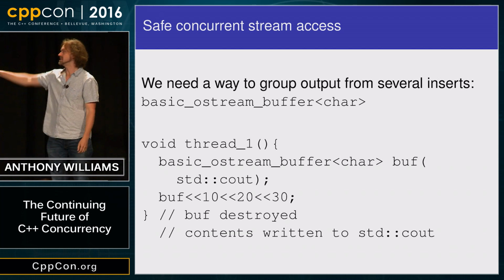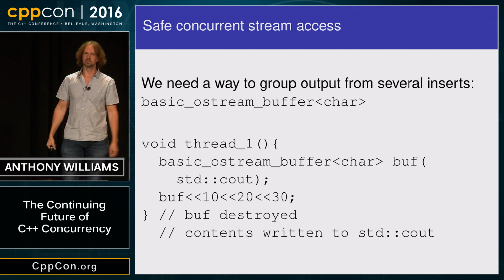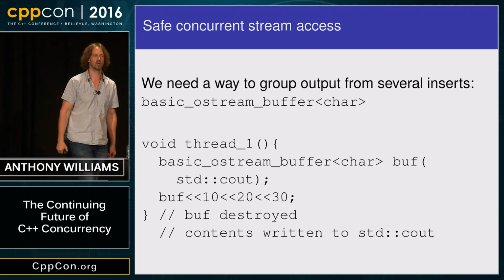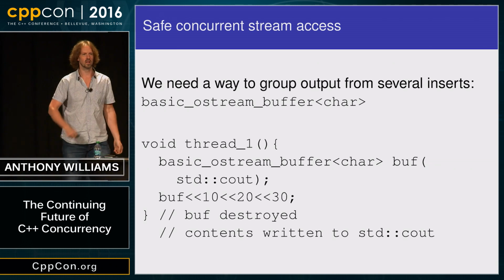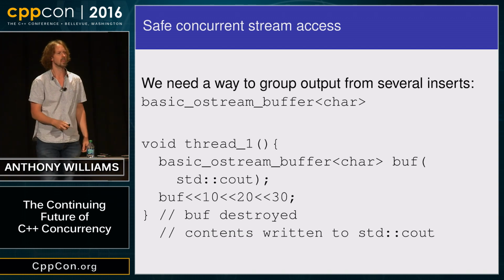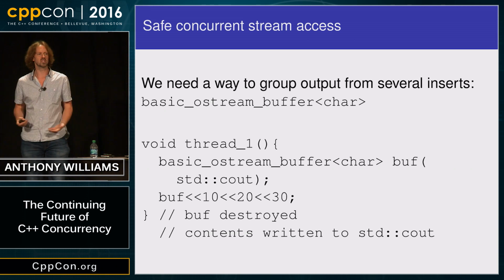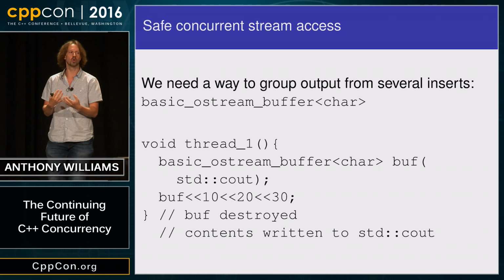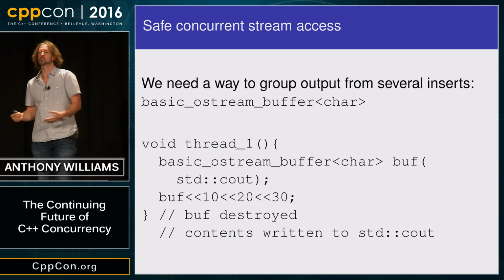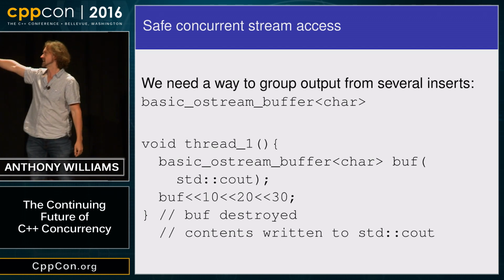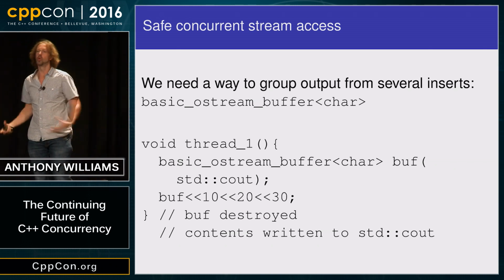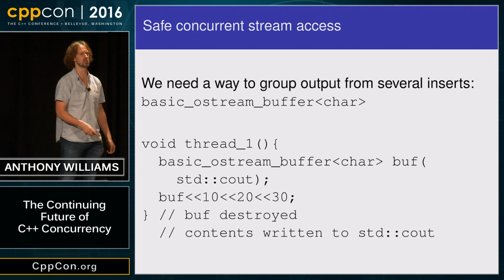One of the proposals has basic O-stream buffer. The name of this type and the way it's specified keeps changing through the proposals, so what it's going to finally look like by the time it gets as far as a TS, I'm not sure. But the principle is that you create some buffer, saying I want to gather the output, I'm going to output it to standard cout, and now I can do a bunch of inserts, and the whole thing is then atomic from the point of view of the final output.